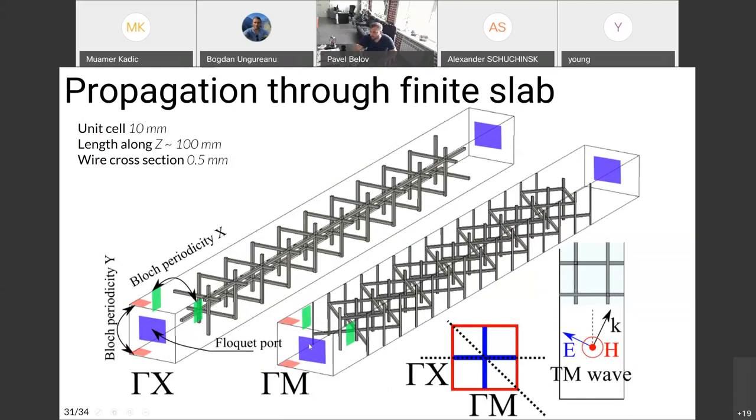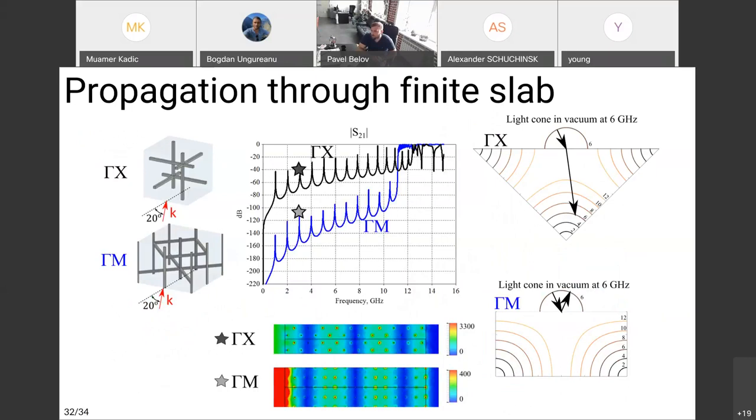The slab has certain thickness. I think it should be about 10 periods. And we numerically calculated the transmission coefficient. What we have obtained, for propagation along gamma X, there we should have isofrequency contour near H point, as it was predicted. And you have some Fabry-Pérot resonances, not total transmission.